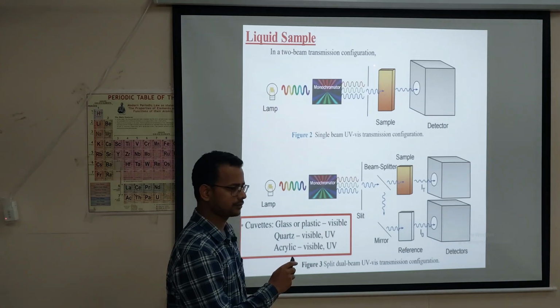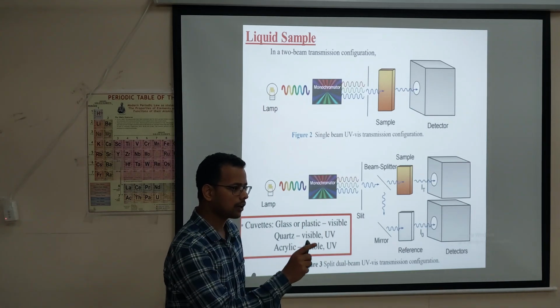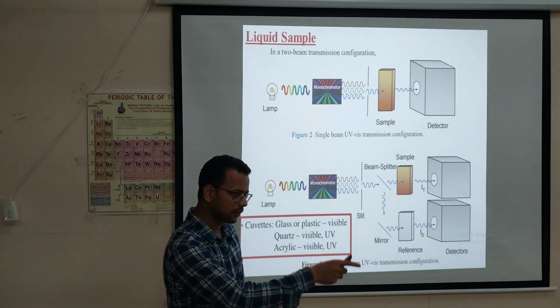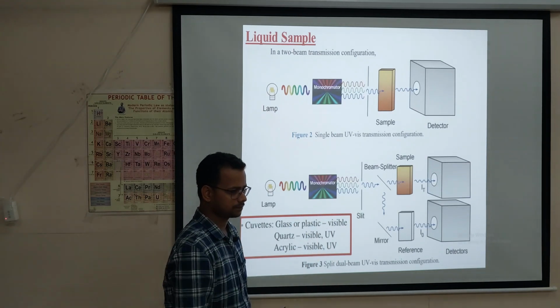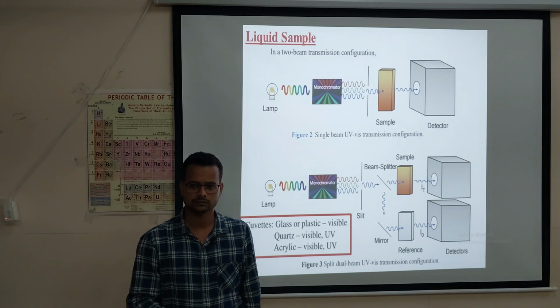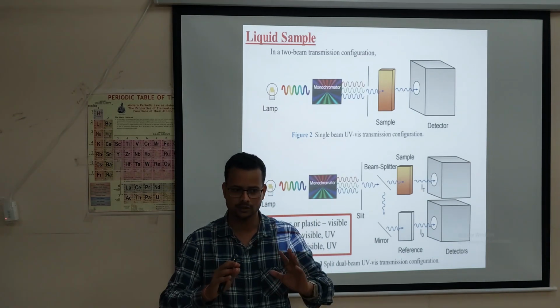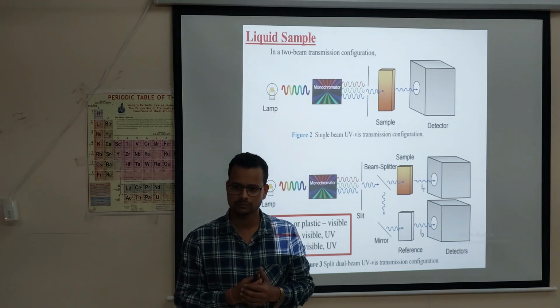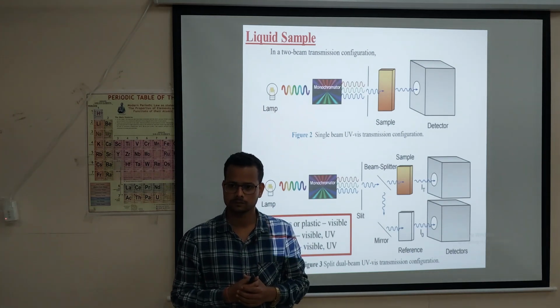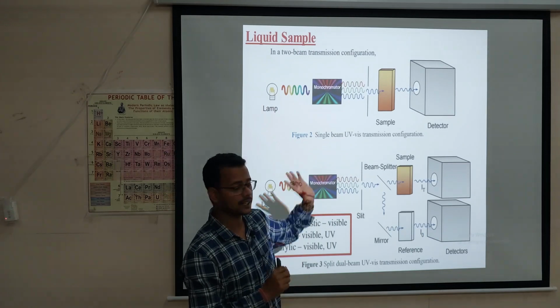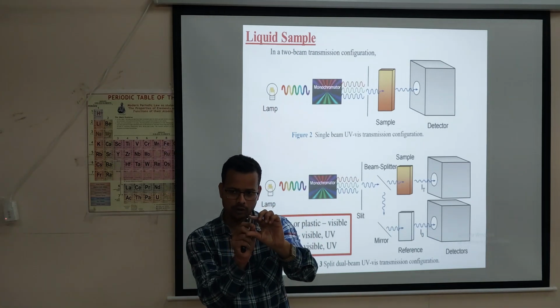This one is the slit. It will allow only one type of wavelength at a particular time, meaning throughout the experiment. That means the slit will choose one of the wavelengths? No, the slit cannot choose. The slit has a very small pinhole.